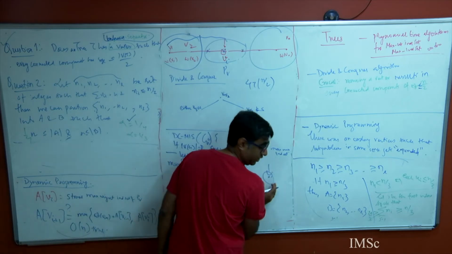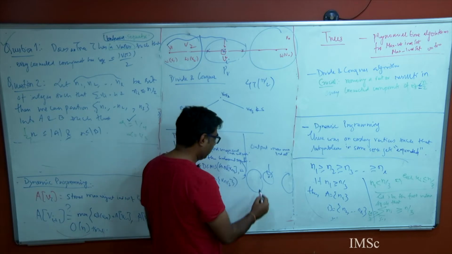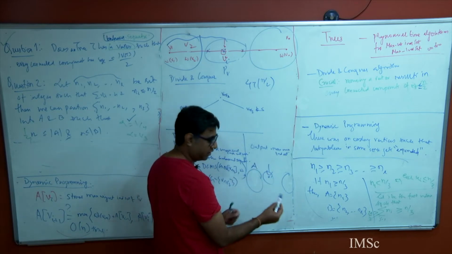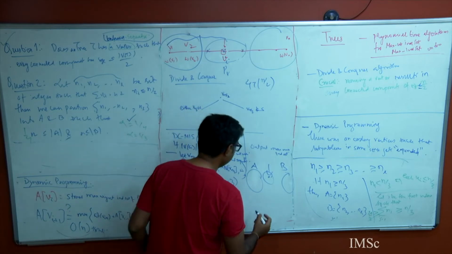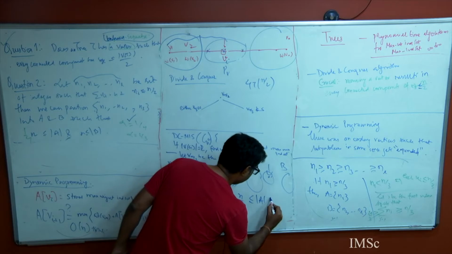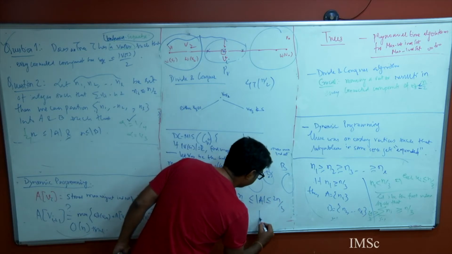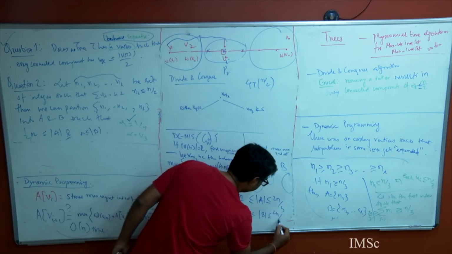I decided the state of this vertex. I solved left, I solved right. And what is left, right? I partition my connected component into A and B, such that the cardinality of A is at most 2n over 3 and at least n over 3. Same with the cardinality of B: at most 2n over 3 and at least n over 3.